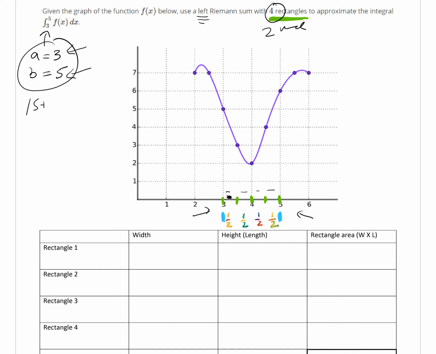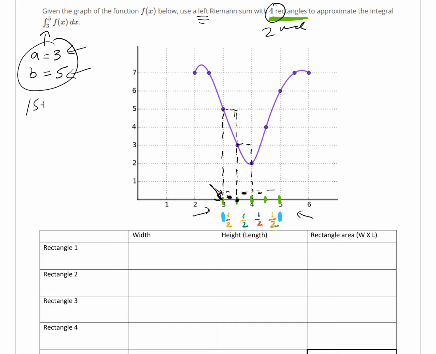So for the first interval, we would use this point. So I'm going to draw a line up to the point on the graph of the function and create a rectangle over top of the first of our 4 subdivisions based on this left-hand point. Now, for the next interval, which is right here, the left-hand point is here. So I'm going to use that to create the second rectangle, which would be like that.